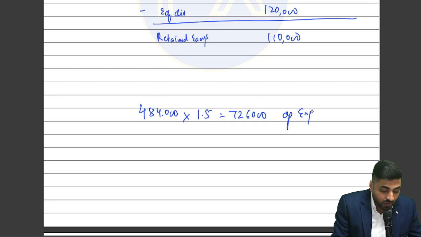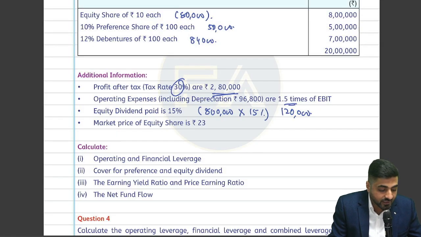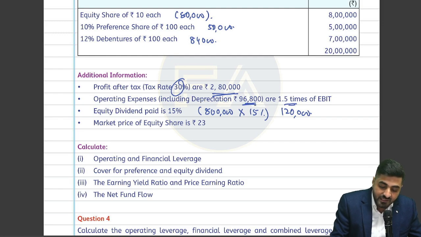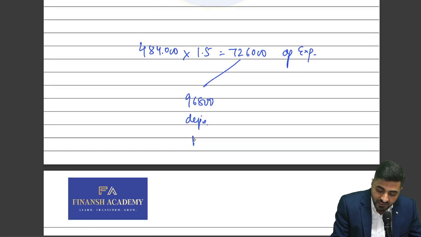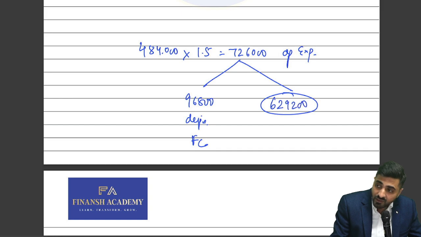Operating expense. Now in that they have given a certain expenditure, depreciation, which is 96,800. Can you please tell me, depreciation of 96,800, is this your fixed cost or is this your variable cost? Because depreciation. What's your balancing part, beta? Sorry? Barabar?